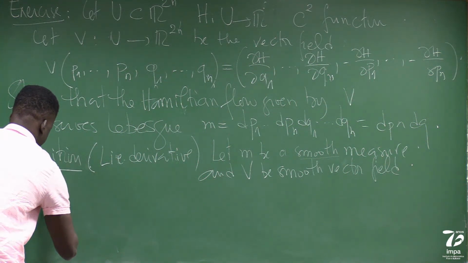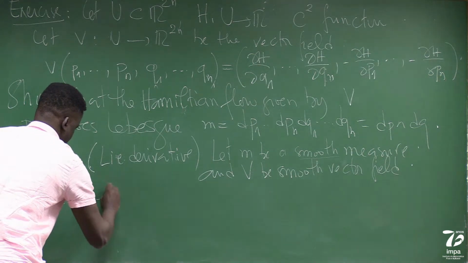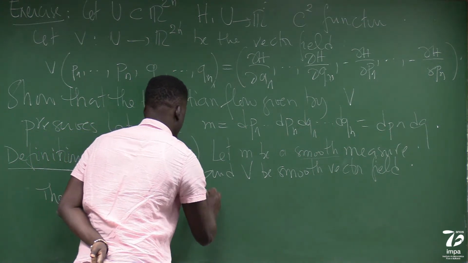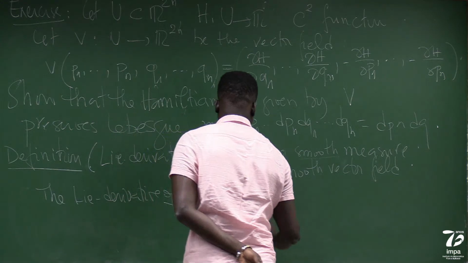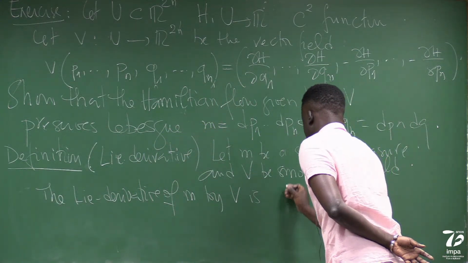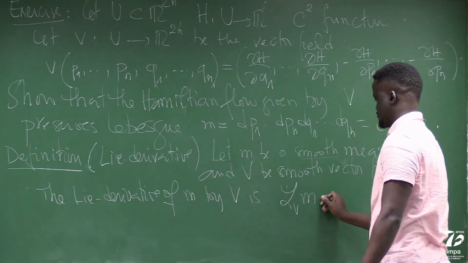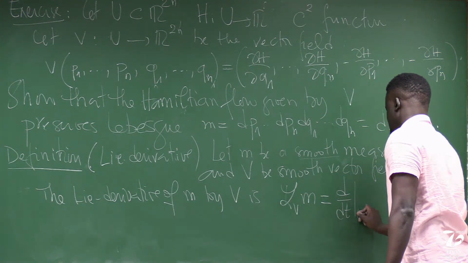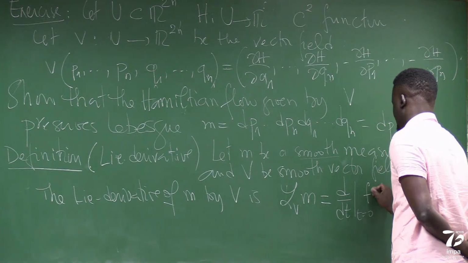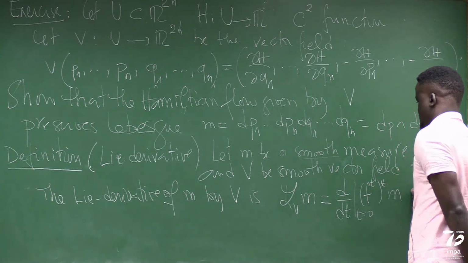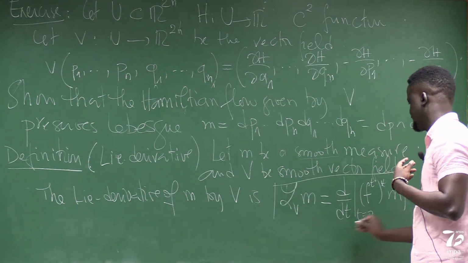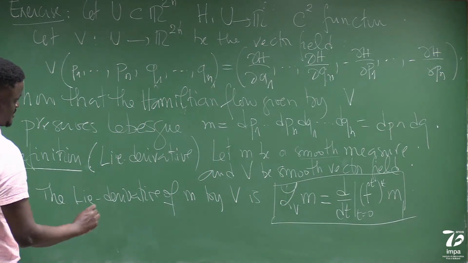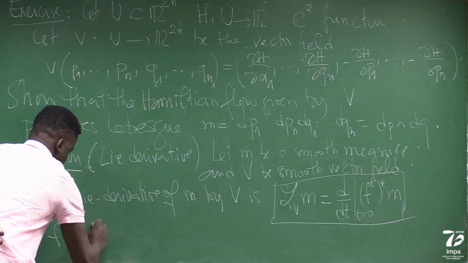So the Lie derivative of M by V is, so this is a definition. We write L_V M to mean d over dt at t equals 0 of F_t star M. So I will say what the quantities here are. F_t is the flow given by V.